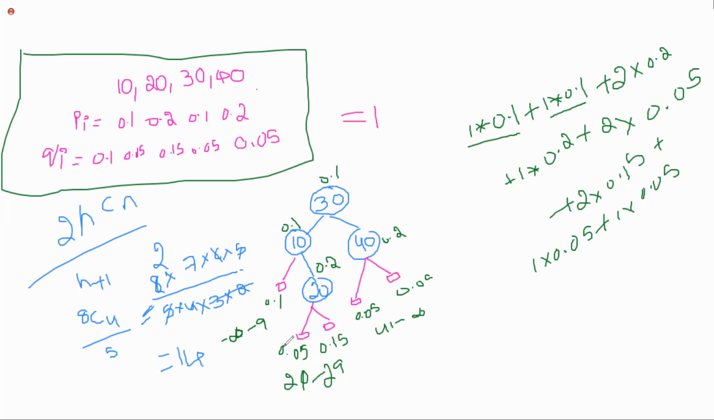Next, these two are unsuccessful. These will also be considered with only 2 attempts. So 2 into 0.05, 2 into 0.15. Now this will be considered as only 1 attempt. So 1 into 0.05, 1 into 0.05. If you add all together, this is the probability.